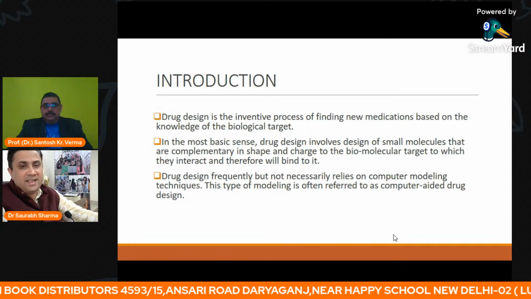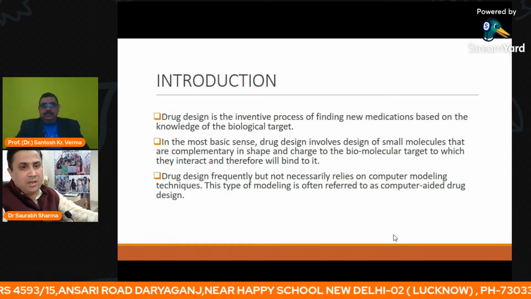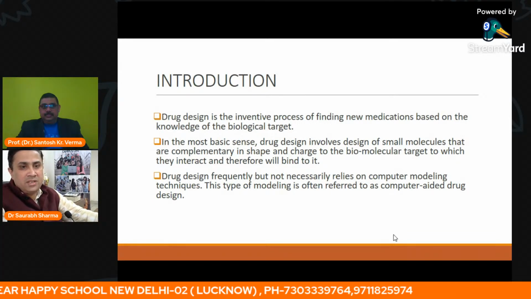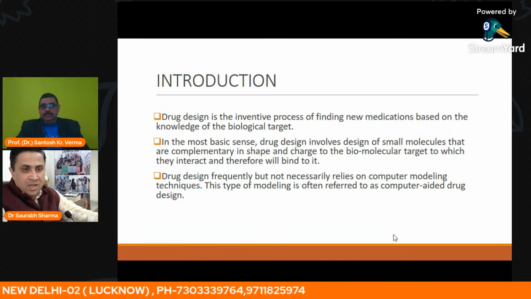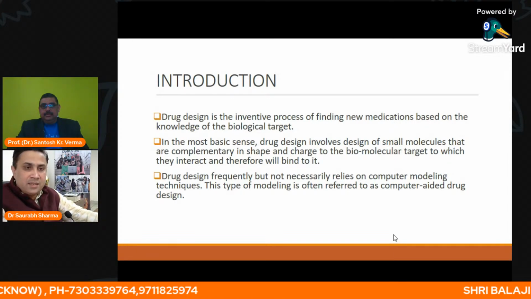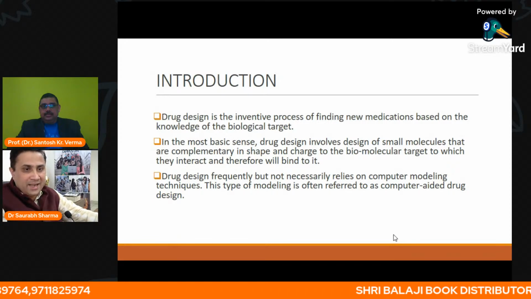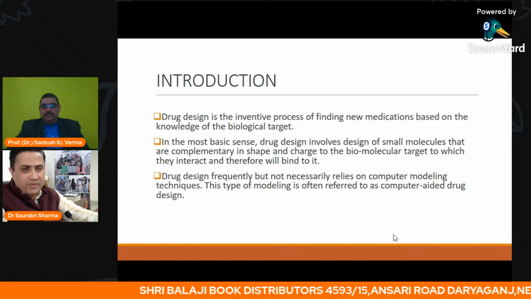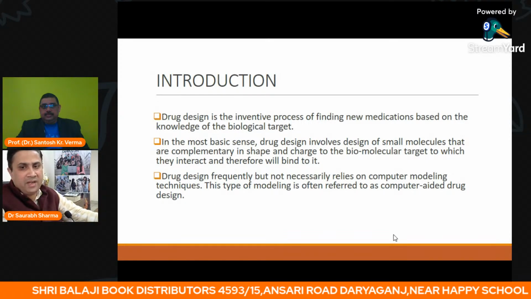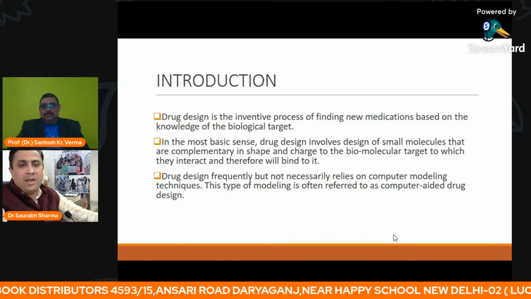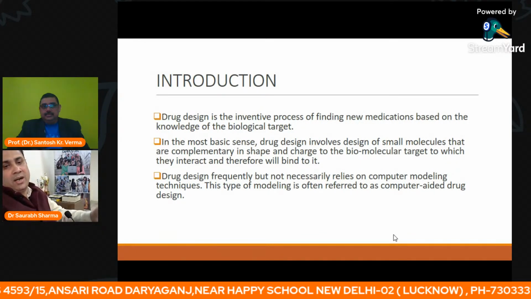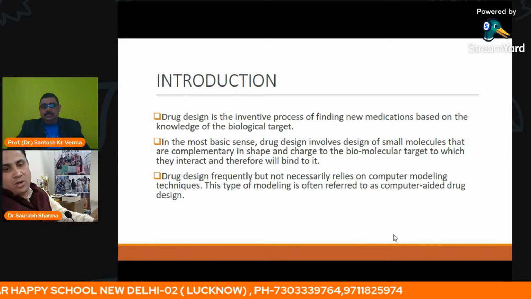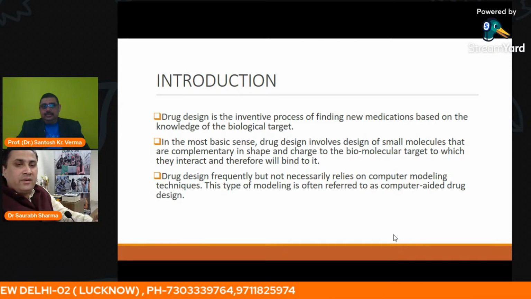In the most basic sense, drug design involves design of small molecules that are complementary in shape and charge to the biomolecular target with which they interact and therefore will bind to it. If more rationalized binding and more rationalized targeting is there, the accuracy and preciseness of the action will be more and the therapeutic effect will increase. Drug design frequently but not necessarily relies on computer modeling techniques, which is often referred to as computer-aided drug design.